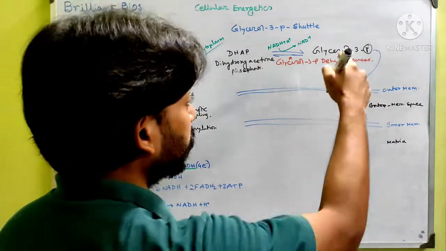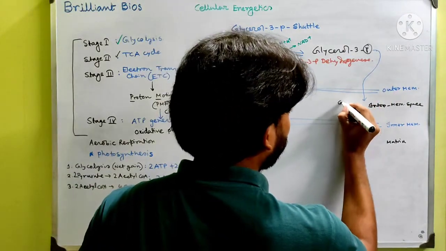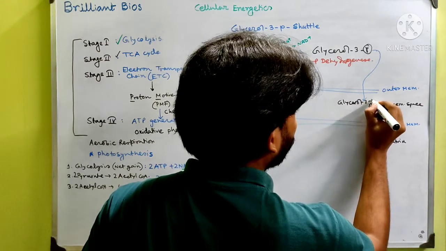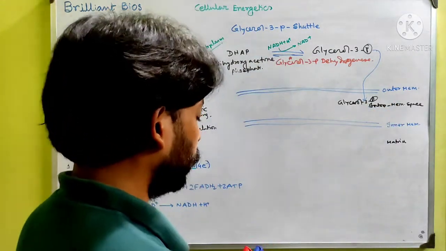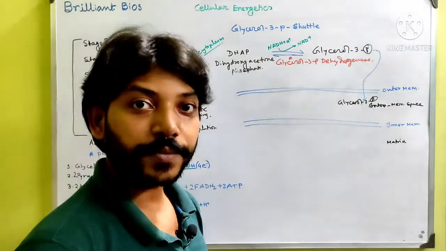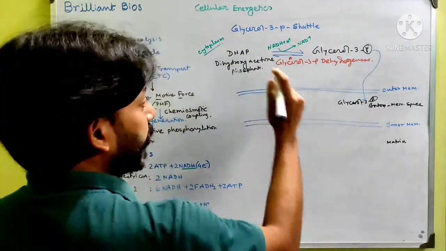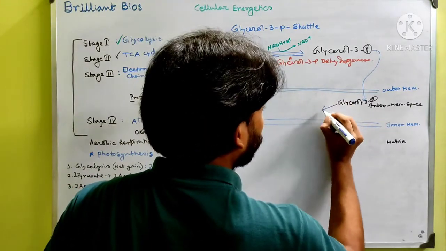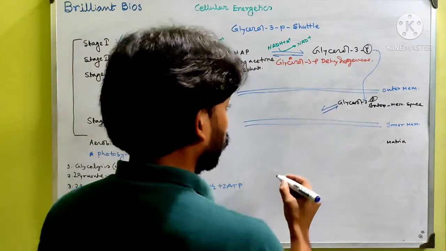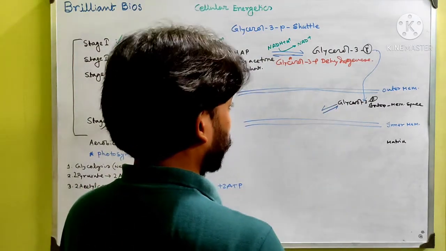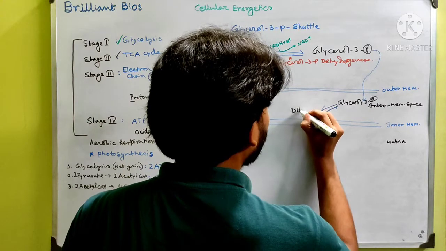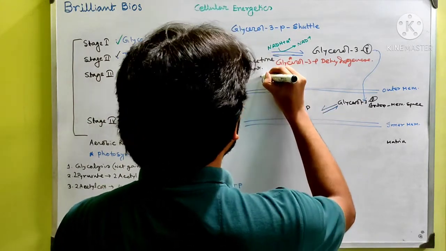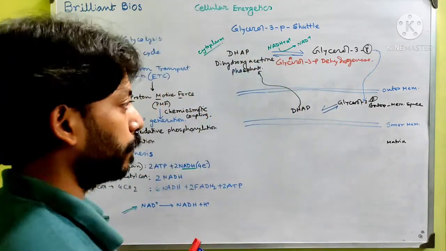This molecule, this glycerol-3 phosphate, can enter and remain here. So now this glycerol-3 phosphate gets reversibly converted into DHAP, dihydroxyacetone phosphate, and this DHAP actually comes out from the intermembrane space.